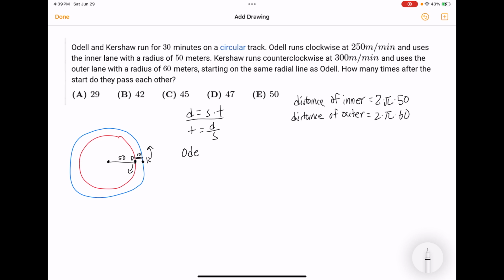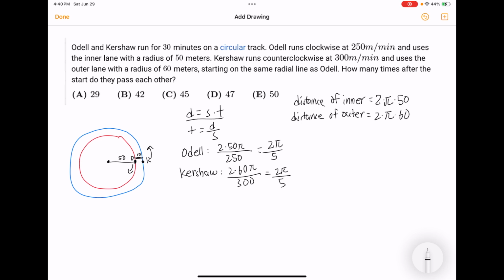So Odell runs one lap in 2 times 50 pi over 250. And Kershaw runs one lap in 2 times 60 pi over 300. Simplifying this, we would get 2 pi over 5 for Odell, and 2 pi over 5 for Kershaw. So we see here that they take the same amount of time to run a lap.